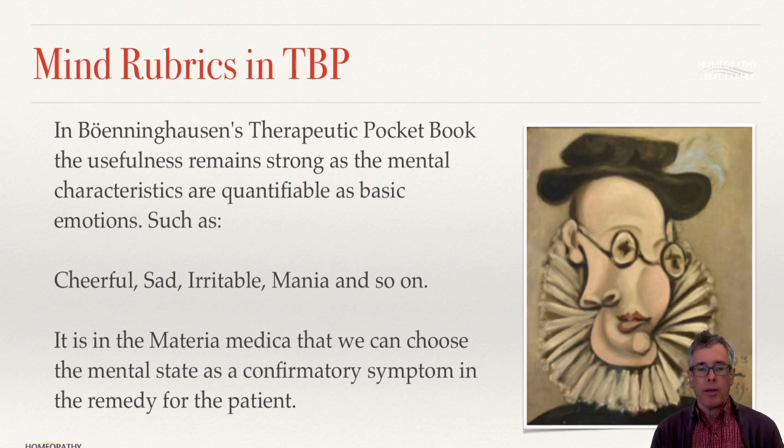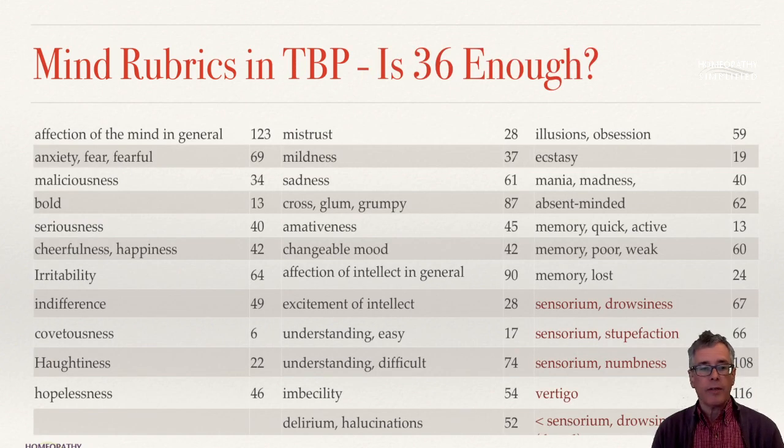There's no good putting cheerful if that's the way they are naturally. So it's in the materia medicas that we can choose the mental state as a confirmatory symptom in the remedy for the patient. Here's a list of the remedies that are in the therapeutic pocketbook, and the numbers beside them are the number of remedies within the rubric. So affection of the mind in general, basically every remedy is there, of course in different degrees.